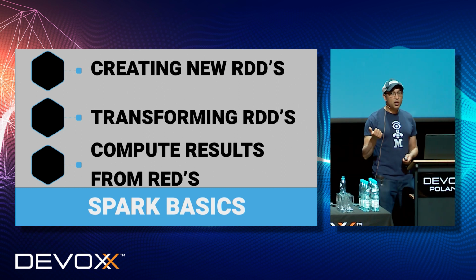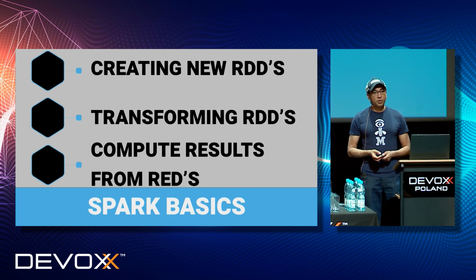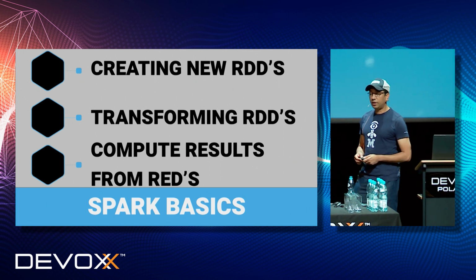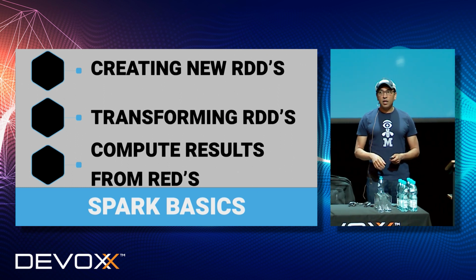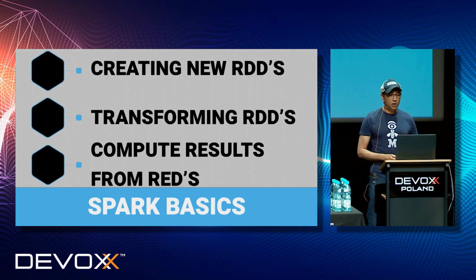So we create new RDDs in Spark, then we can transform those RDDs to get the data to a point where we feel that it is usable as a developer. And then finally, we will run some kind of computations and produce results from those RDDs.